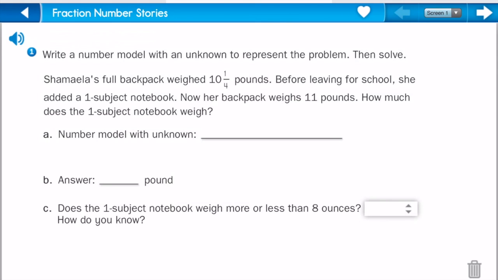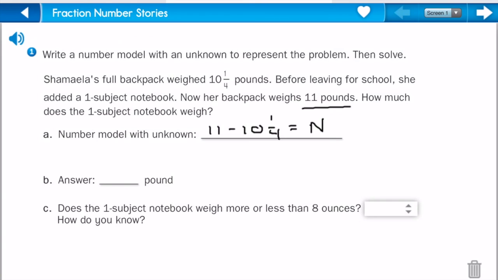So what we're going to do is this is going to be a subtraction problem because we are trying to find the difference. So I'm going to take 11 because it weighs 11 pounds. I'm going to subtract 10 1/4 to equal, let's say, N for notebook. All right? So now we're going to have to figure out what that is.